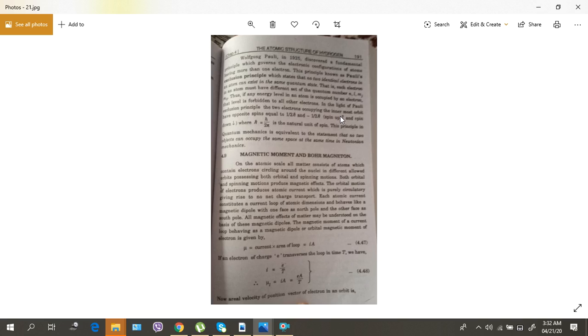Means if they have n same, L same and ml same, but they have ms different, that is, one electron has ms equal to plus half h cut and another electron has ms equal to minus half h cut, then their quantum numbers are not the same. Both electrons have different quantum numbers.